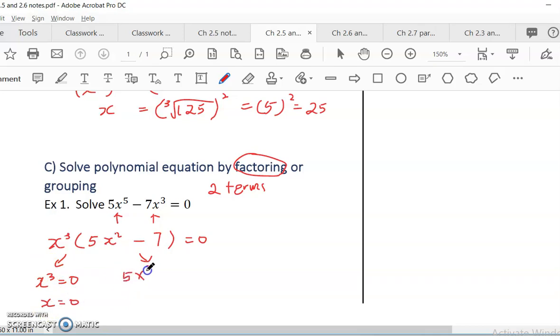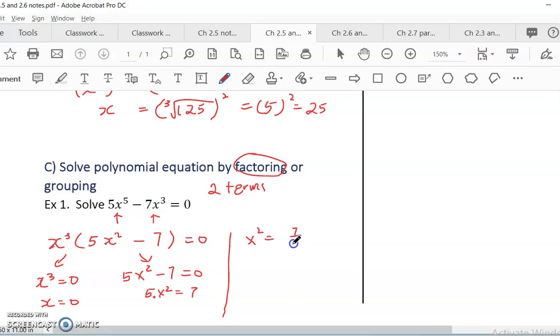5x squared minus 7 equal to 0. Oh, this is a square thing. I have only one square term, so I would do square root. 5x squared equal to 7. Can I do square root yet? No, I need to have everything being square first.